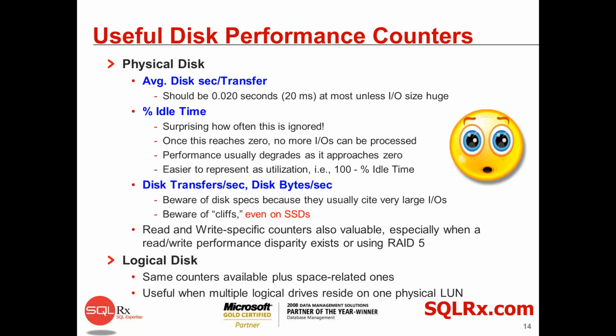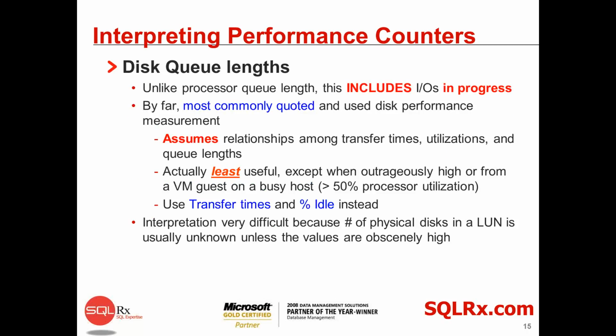Logical disk has the same counters, plus the space-related ones. It's, again, useful if you're sharing drives by a logical LUN. So this queue length includes the IOs in progress. Whereas the processor queue was a waiting list only, this one includes the IOs in progress. This one is used by most people to look at whether or not the disk is busy. The problem is that quite often it doesn't indicate when there's an issue. And people don't understand that it includes the IOs in progress.